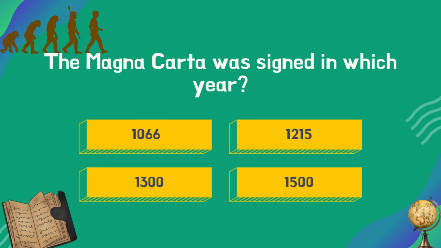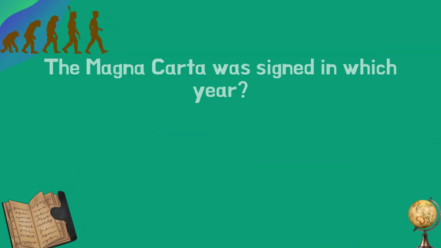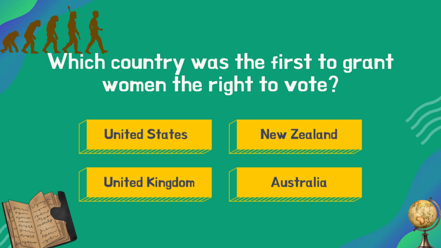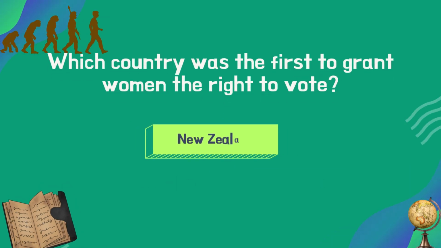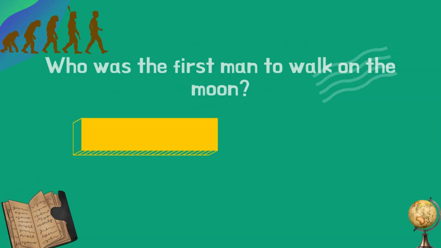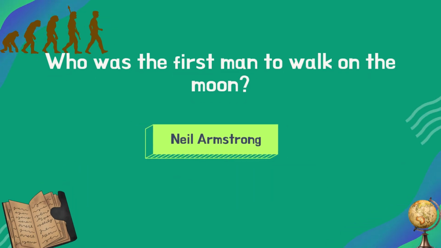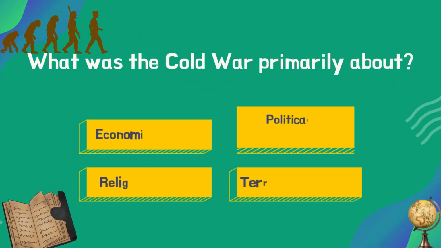The Magna Carta was signed in which year? Which country was the first to grant women the right to vote? Who was the first man to walk on the moon? What was the Cold War primarily about?